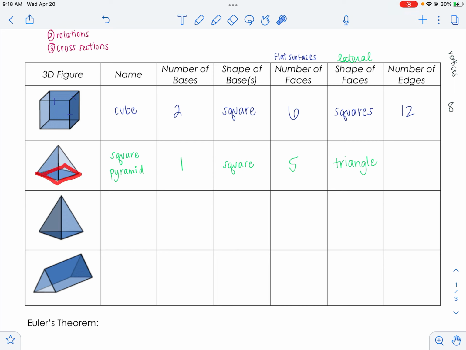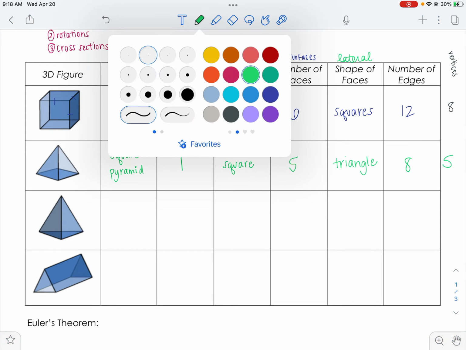Okay, edges. If I start counting, so if I just count 1, 2, 3, 4, and then I have 1, 2, 3, 4, that makes 8 edges there. And then if we count our vertices, or the points where the edges meet, well then that would be 5.